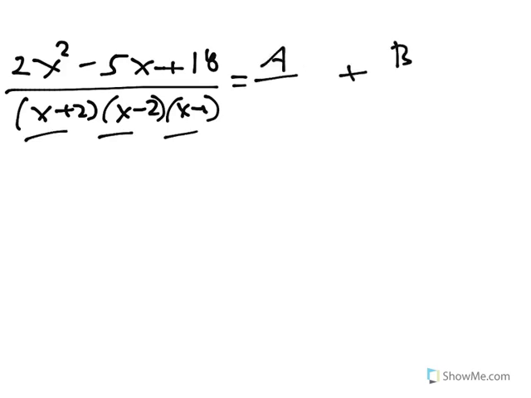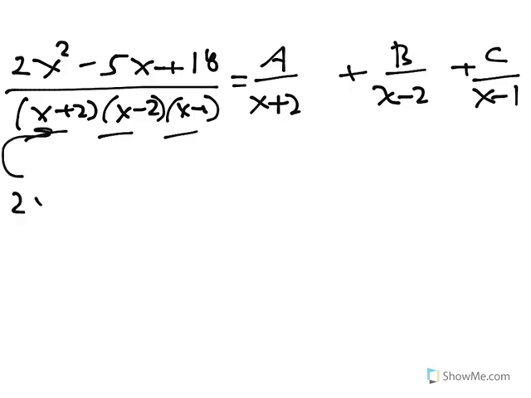So the way we do that is we're going to end up with an A and a B and a C, x plus 2, x minus 2, x minus 1. The approach is the same. Multiply both sides by this denominator.